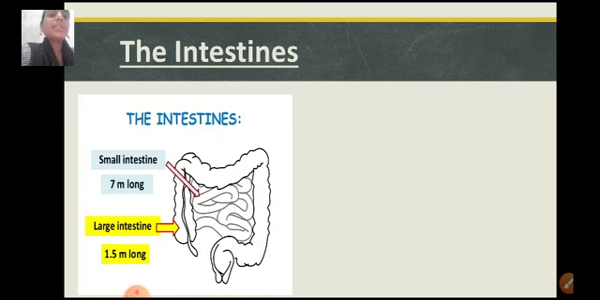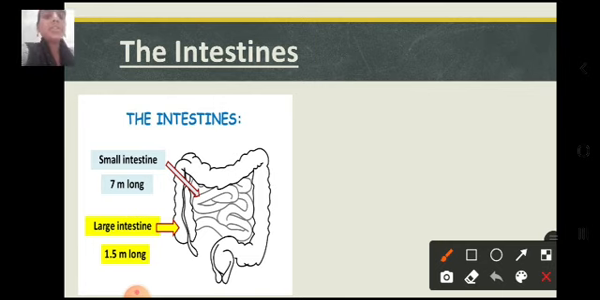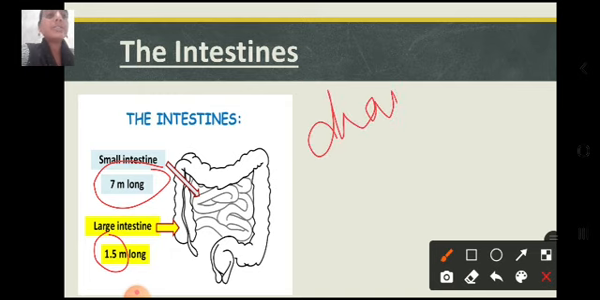So first of all, there are two sets of intestine, that is the small intestine and the large intestine. The length of the small intestine is 7 meters, while the length of the large intestine is 1.5 meters. So they are not named based on their length, but they are named based on their diameters. The diameter of the large intestine is more than that of the small intestine.